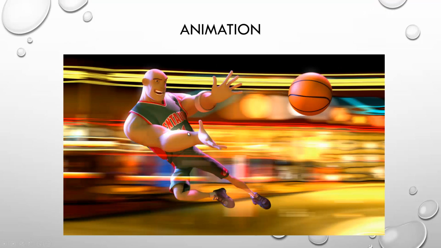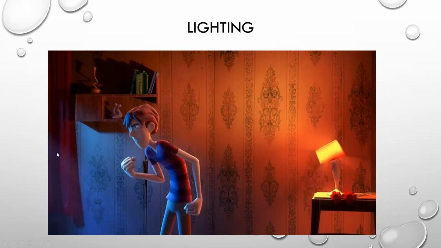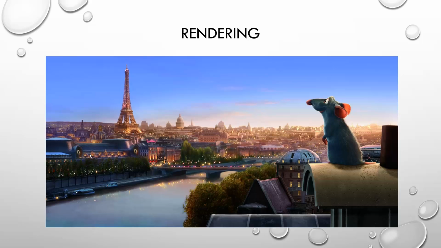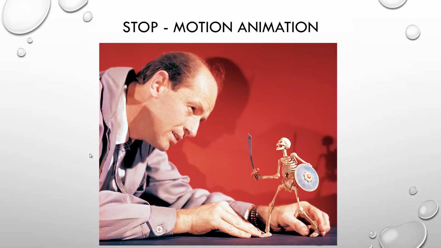And then we have to create animation, that is the movement, and then lighting. So we have to create lights based on what the environment is and what the light sources are. And then the final process is called rendering. This is the process of making the final video from the 3D files. So that's computerized animation. Now the third type is called stop motion animation.